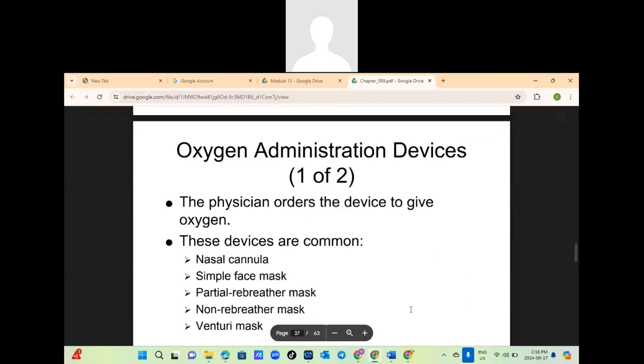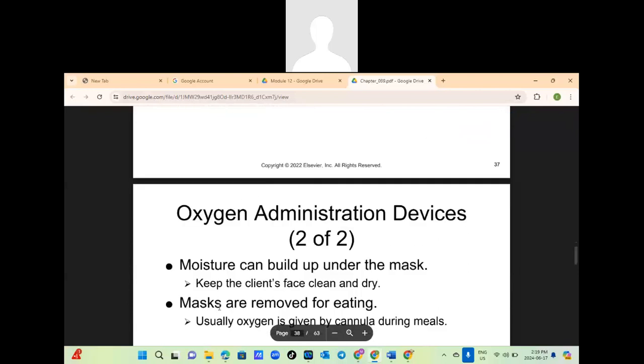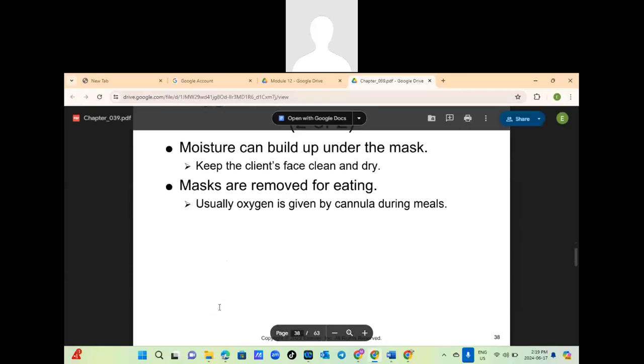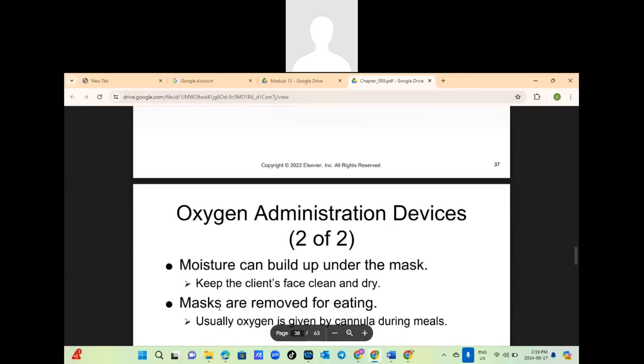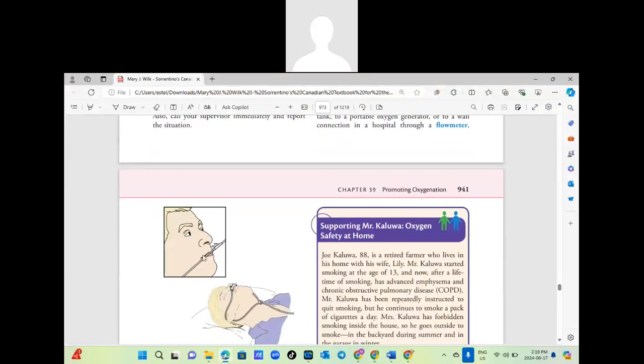So let's go to oxygen administration devices. The physician orders the device to give oxygen. These devices are common. So let's say the nasal cannula, simple face mask, partial rebreather mask, non-rebreather mask, as well as the Venturi mask. So let me see first if we have here the flow rate. Okay, so let me see the cannula. Later I have this in your book over here. Okay, so this is the nasal cannula.